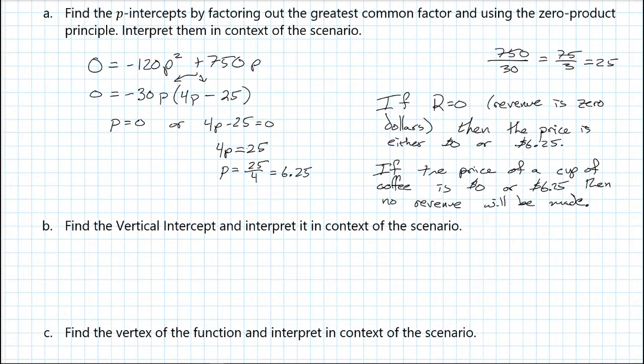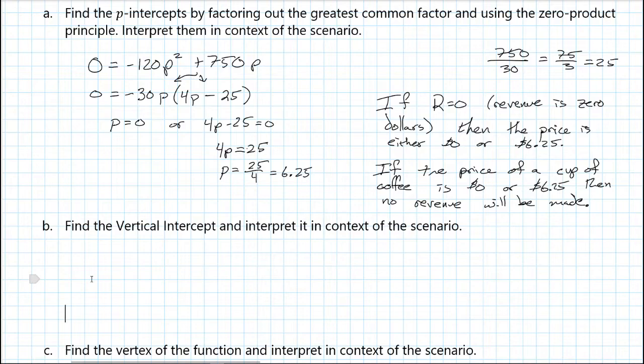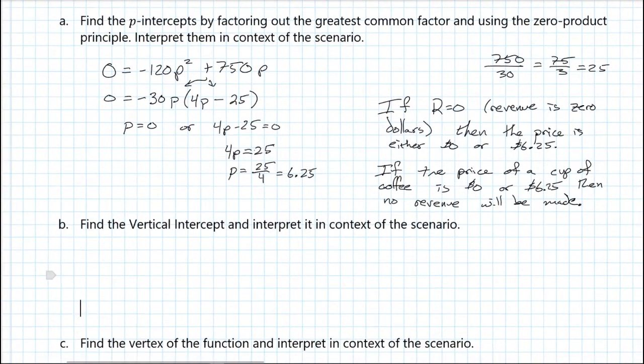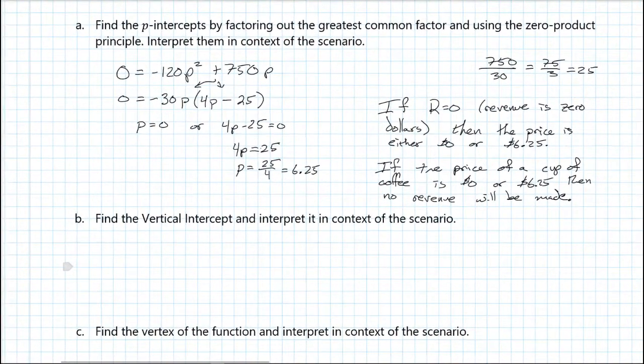At least not in the market where it stands today. All right, so let's look at part B. We want to find the vertical intercept and interpret it in context of the scenario. The vertical intercept is when the input equals 0, when p equals 0.